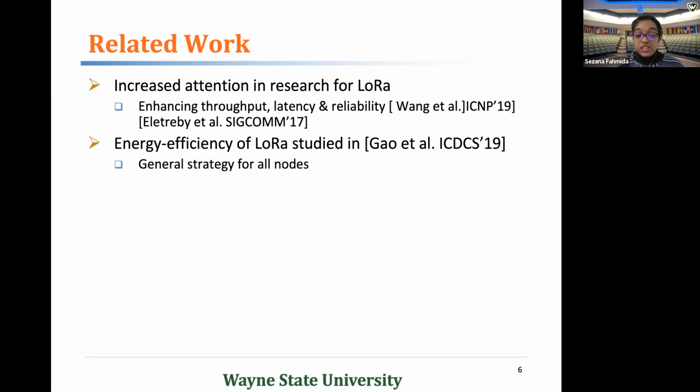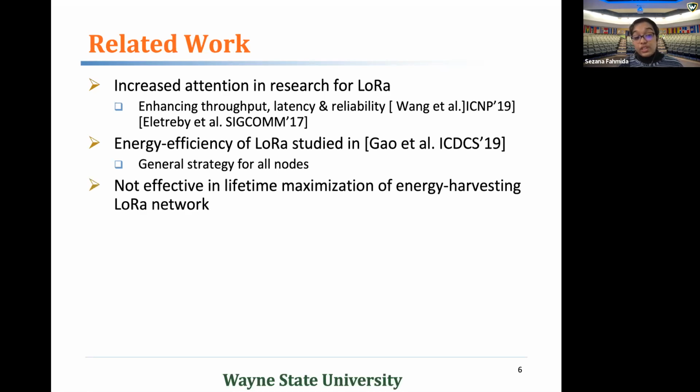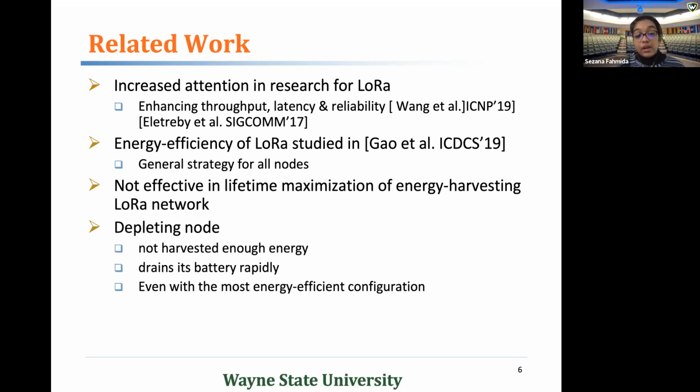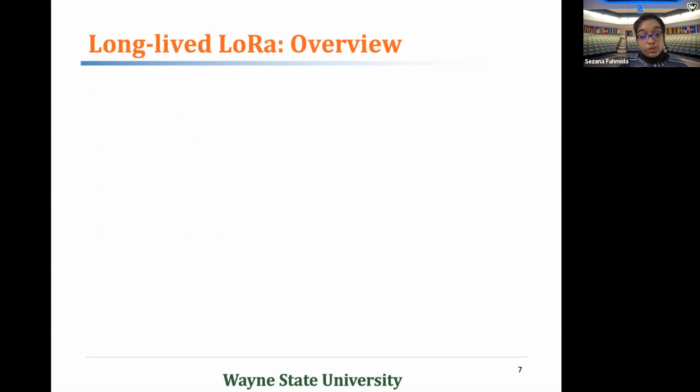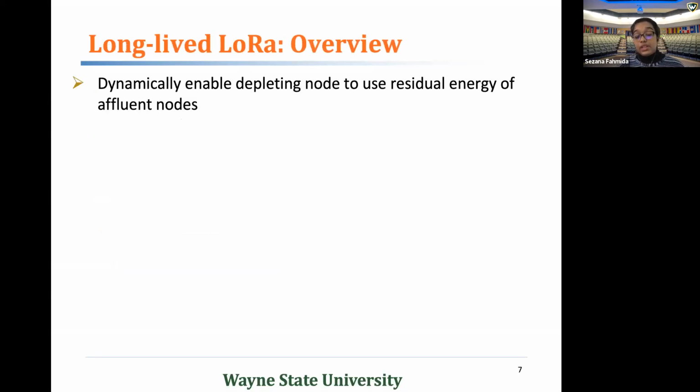They provide a general strategy for all nodes. However, we would like to point out that this is not effective in lifetime maximization of an energy harvesting LoRa network, because a depleting node that has not generated enough energy in its last recharge cycle will still drain its battery pretty rapidly, even with the most energy efficient configuration. And so, our approach that we present in this paper is to prevent the depletion of battery budget of these nodes. And we propose a link layer protocol to achieve so. Our approach, called long-lived LoRa, dynamically enables depleting nodes to use the residual energy of affluent nodes.